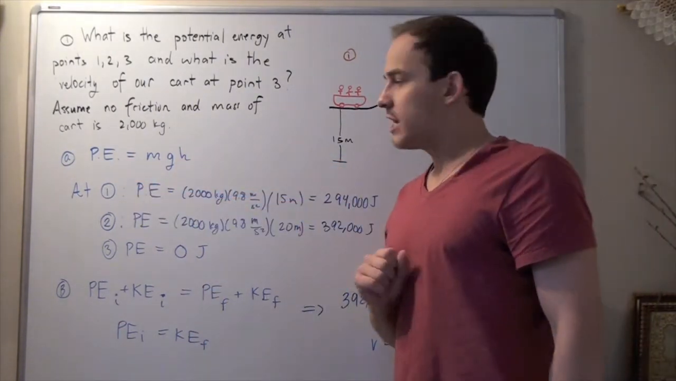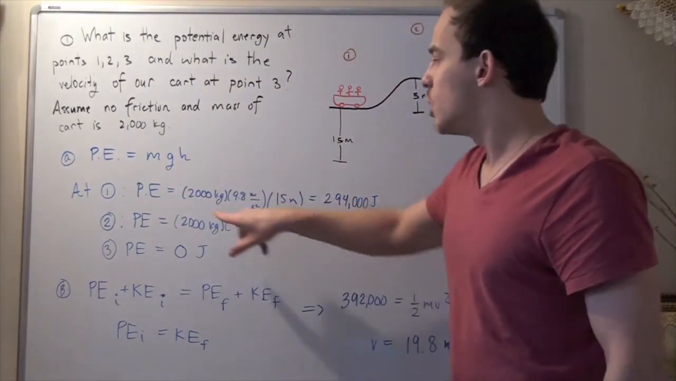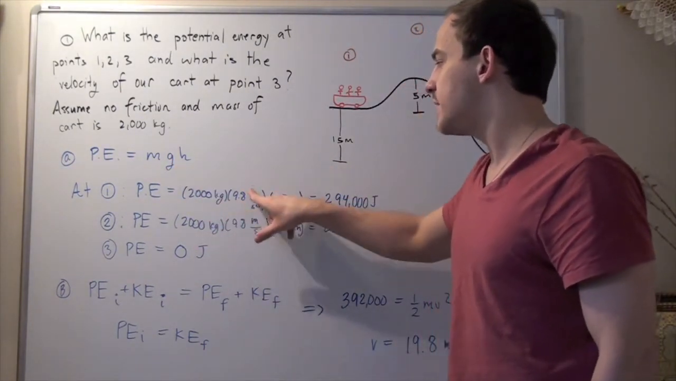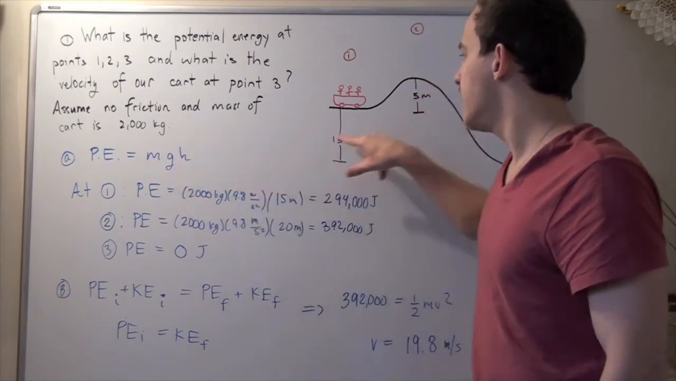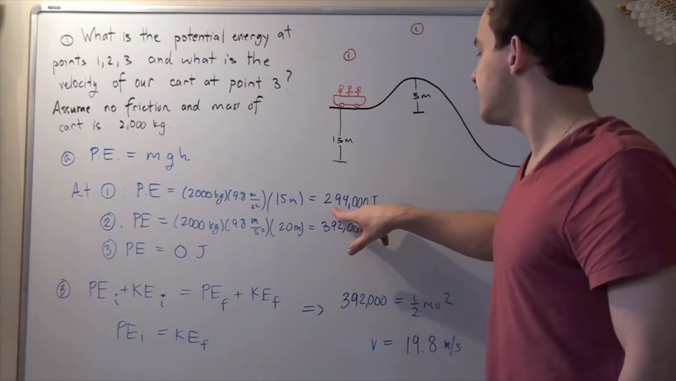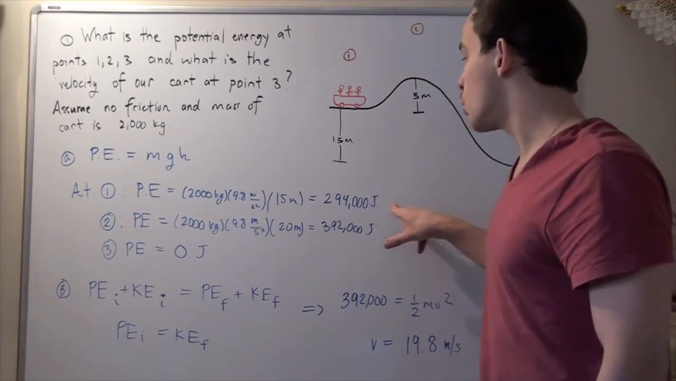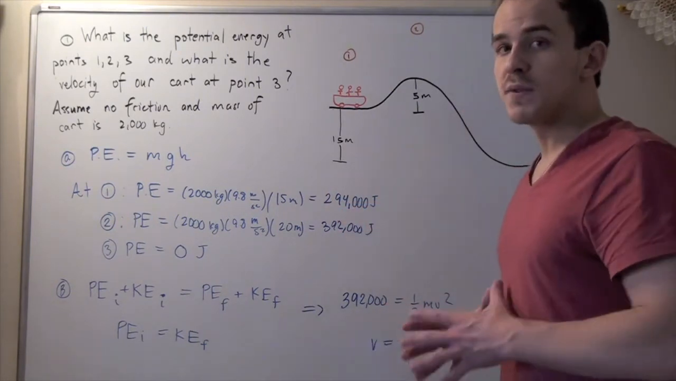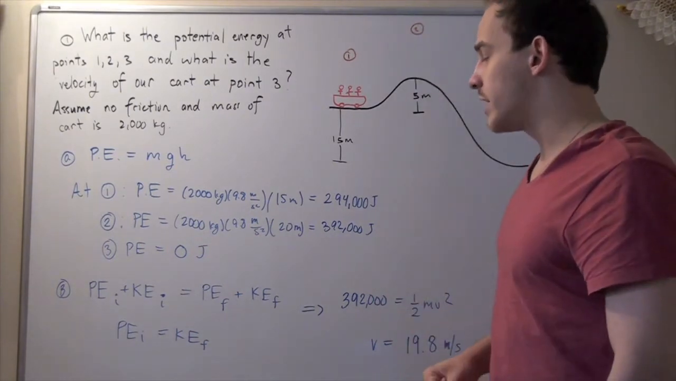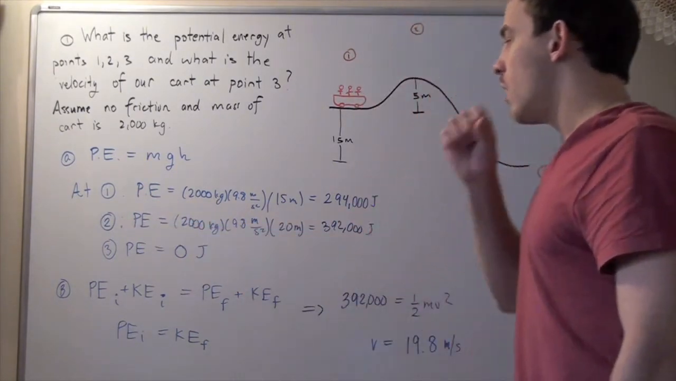At point 1 we simply use this formula, so 2,000 kilograms multiplied by 9.8 meters per second squared multiplied by our height 15 meters gives us 294,000 joules, or 294 kilojoules of potential energy that exists at point 1. Let's go to point 2.